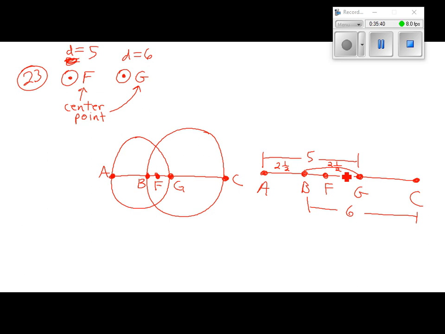Give me a radius for the circle on the right. CG. Everybody agree with that? Yeah. How long is it then? 3. Let's put 3 on there. Give me another radius for that circle.